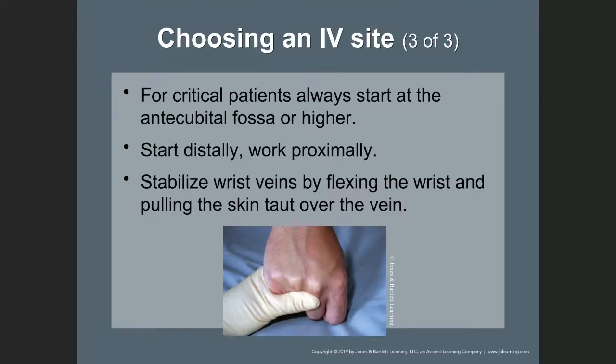For a critical patient, always start at the antecubital fossa or higher. Right? So we want to go more up the arm for critical patients. Stabilize the wrist veins by flexing the wrist and pulling the skin taut over the vein. IV access in the hand is painful. If the patient is not critical, you can start there and gradually move up. Just keep in mind that IV access in that area is going to be painful for the patient.